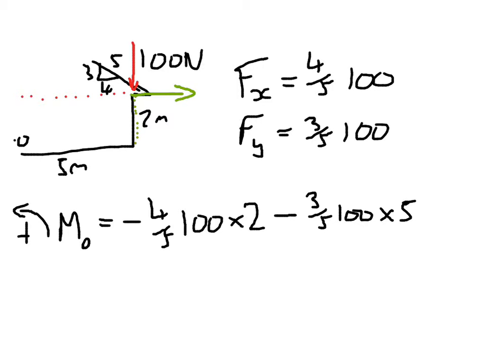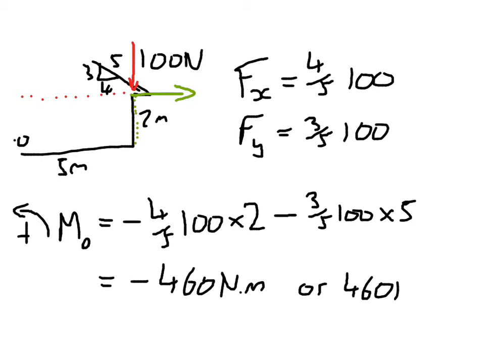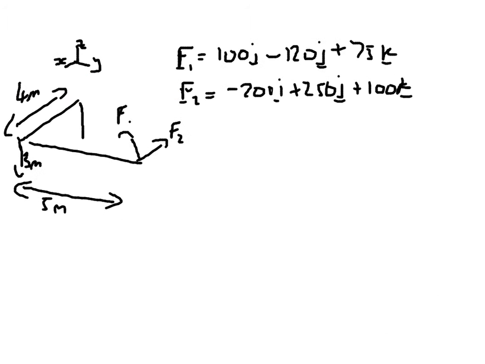But the solution for that will come out at minus 460 Newton meters. Minus because it's going the opposite direction to the direction we call positive. So the notes also say 460 Newton meters clockwise. So that's the first example solved. I'll just pause this and sketch the next example, then I'll explain how to do it.